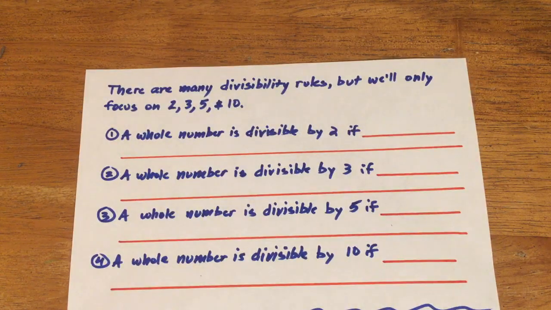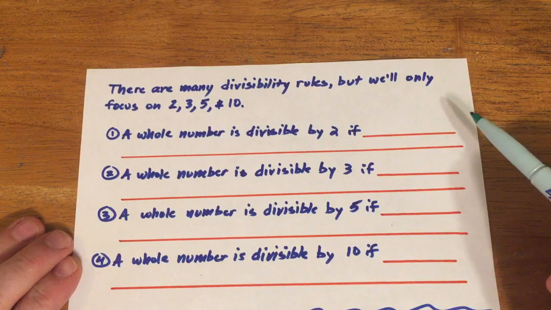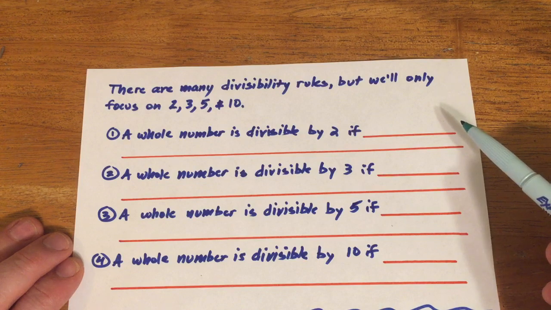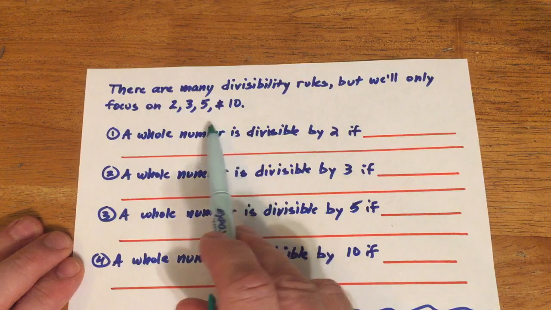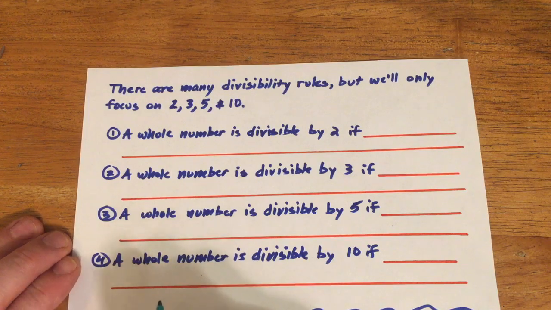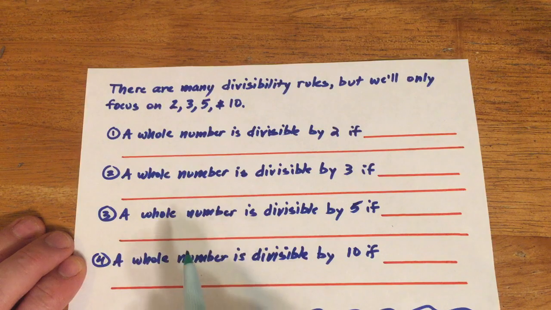Now, it turns out that there are many divisibility rules. The common ones are for 2, 3, 4, 5, 6, 8, 9, 10, 11, etc. We're going to only focus on 2, 3, 5, and 10 to keep things simple here and to keep things short. But you may want to examine the other divisibility rules as well. Let's take a look. Some of this you probably already know, which could be very helpful.